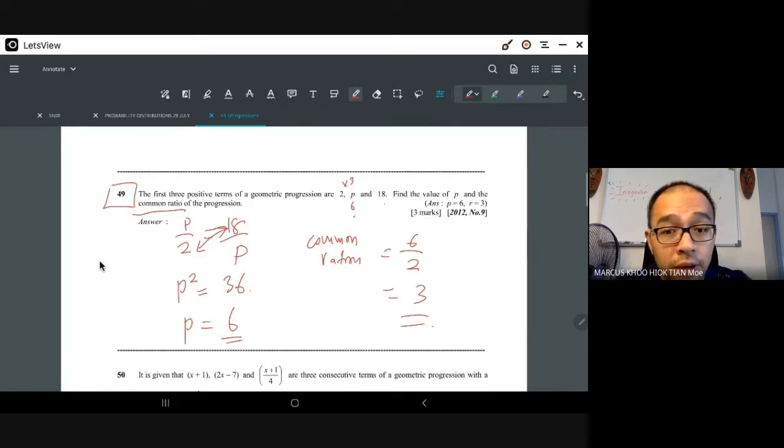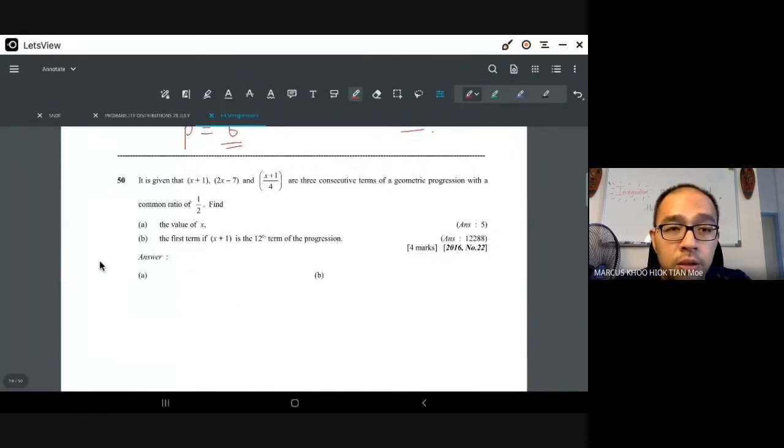Okay. It's a very simple question actually. It's 3 marks. Okay, it's a very simple question, but it memerlukan kita to understand the fact that common ratio is the same. Okay, especially when they are 3 successive terms. Okay, this one. Question number 50.